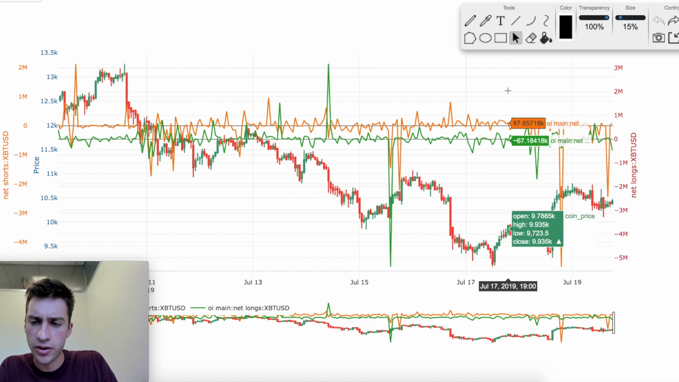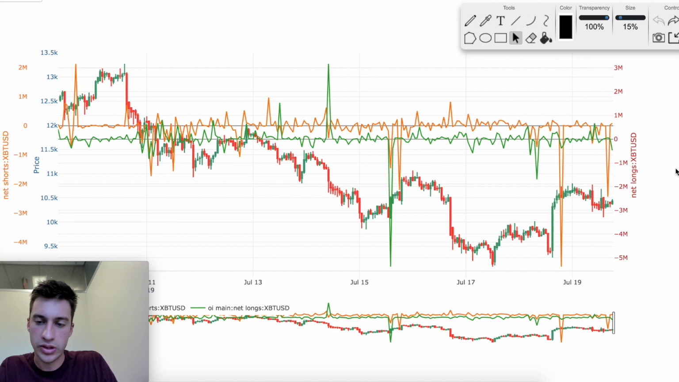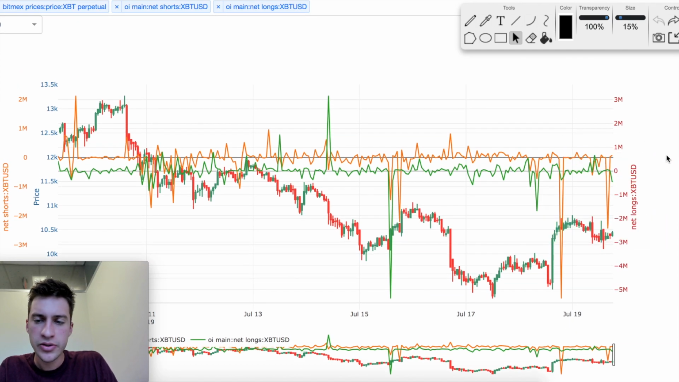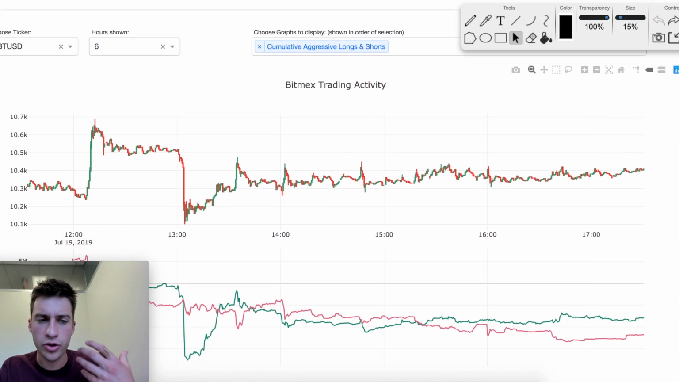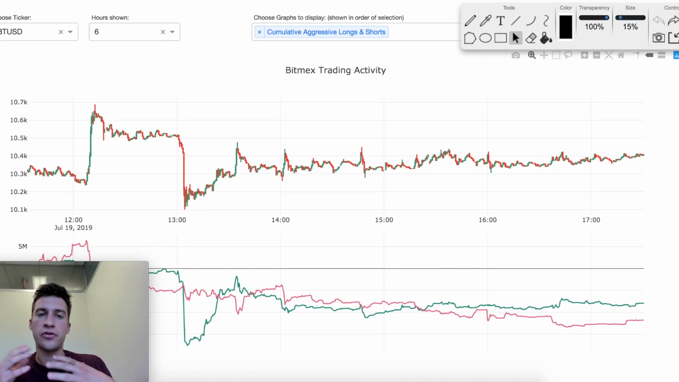So very, very good price increase. And then we just saw, again, lots of shorts decrease. So we'll see what happens with that. This is just something that I really love to look at. Another thing that's even more shorter term is cumulative aggressive longs and shorts.